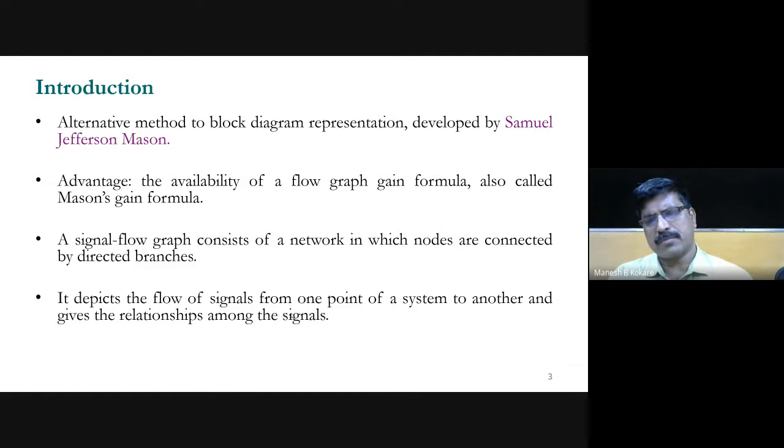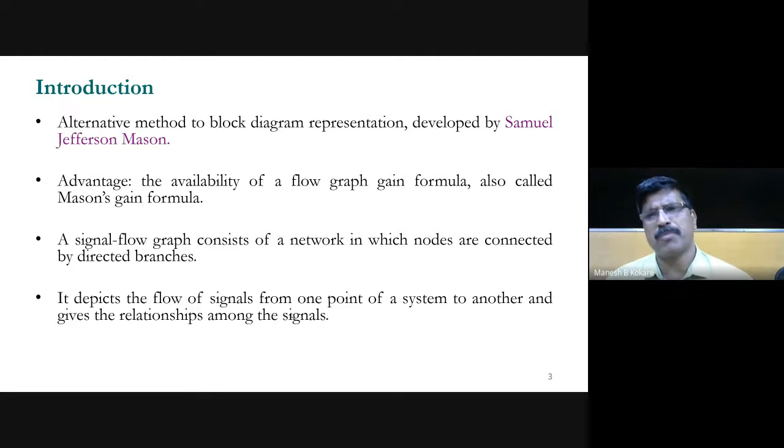As I said, the block diagram reduction technique was a time-consuming and tedious technique. You have to apply several rules, there were about 12 different rules, and it was time-consuming. So to overcome that limitation, S. J. Mason, Samuel Jefferson Mason, developed the signal flow graph method, and to find the transfer function using this method, he proposed a formula which is known as Mason's gain formula. By using that formula, you can find the overall transfer function of any complicated system.